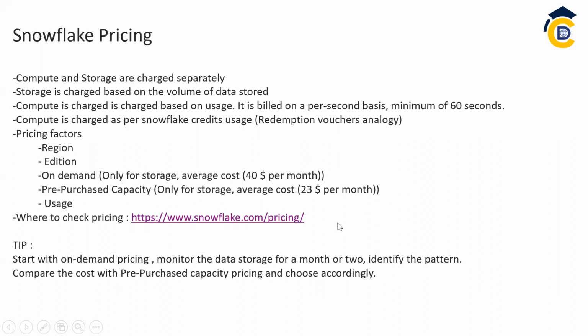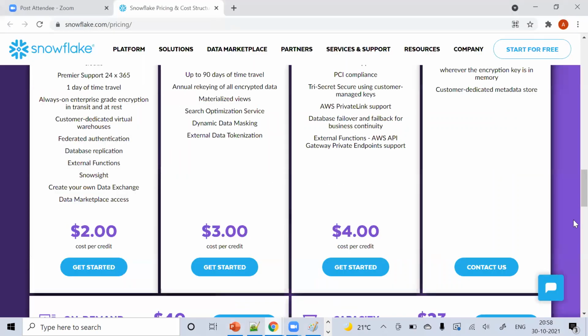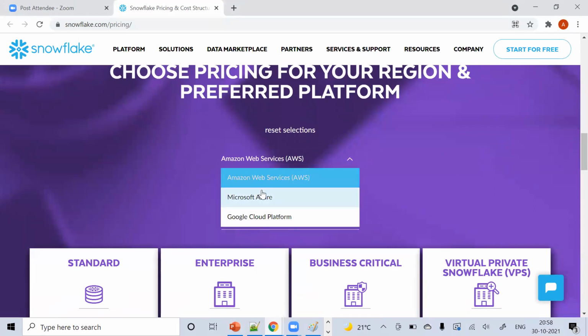Okay, thank you guys. So just go and look at this pricing model. I told you what factors it depends on: region, edition, on demand, pre-purchased, the amount of usage and all that. And most of the time, on demand and pre-purchased across the editions are the same. I'm not saying that it will always be the same, but it can change. So let's try another cloud provider, say, Azure.